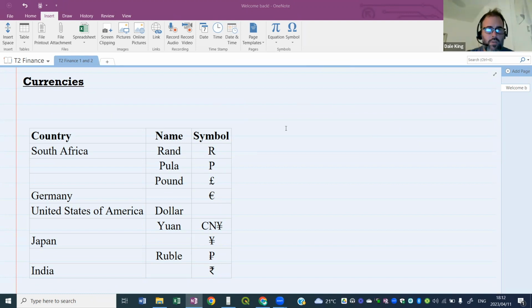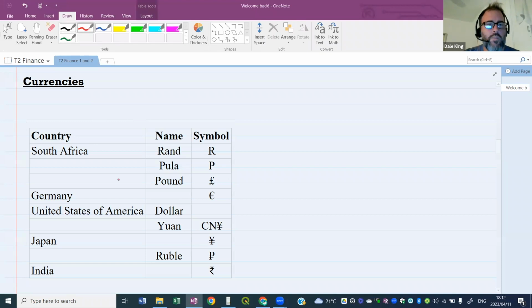So I've got a table here, and I need you to help me fill this table in just to familiarize ourselves with some of the important currencies. There are lots of them. Obviously, every country has their own, but we're going to look at some that are important to us. The first one, South African Rand, I did myself because it's easy. But the second one, so we're looking at the second row now, I need you guys to help me fill in this table.